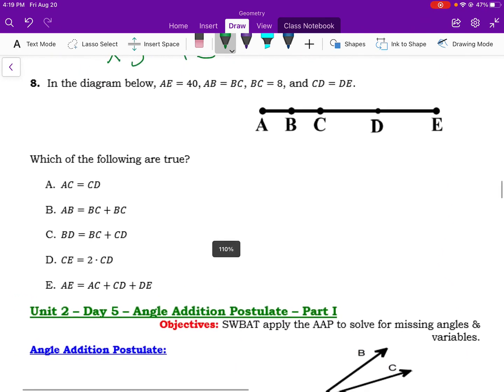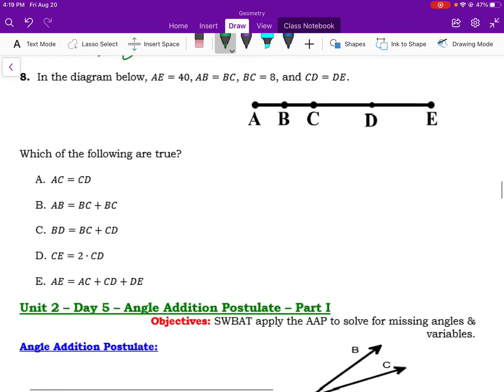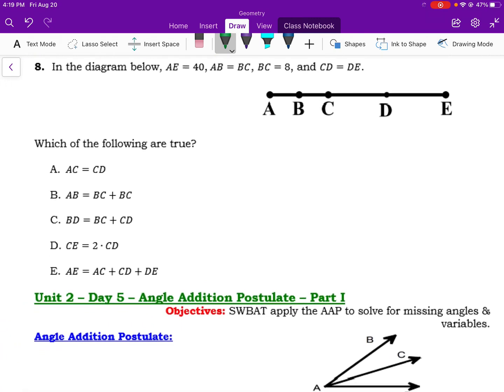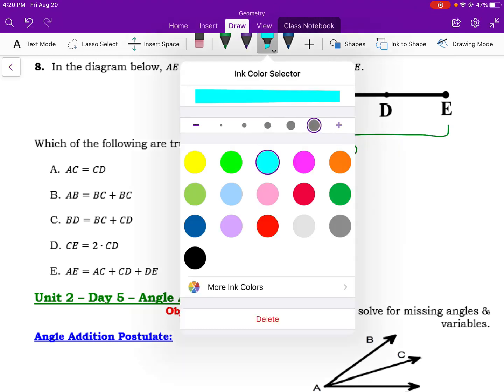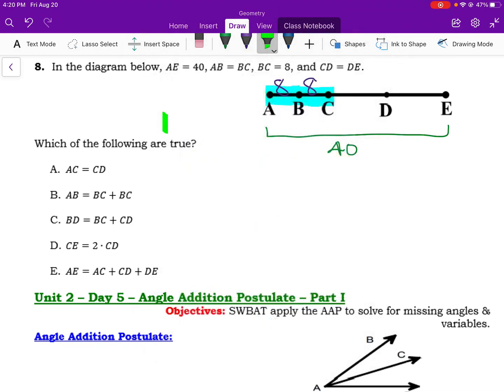Last problem here is breaking it up a little bit more and telling us that AE is equal to 40. So this full length is 40. AB is congruent to BC, so these two are the same measure. BC is 8. If I know that BC is 8 and AB is congruent, then AB also has to be 8. And then it's telling me that CD is congruent to DE. And so we're looking to find what is true based on this information.